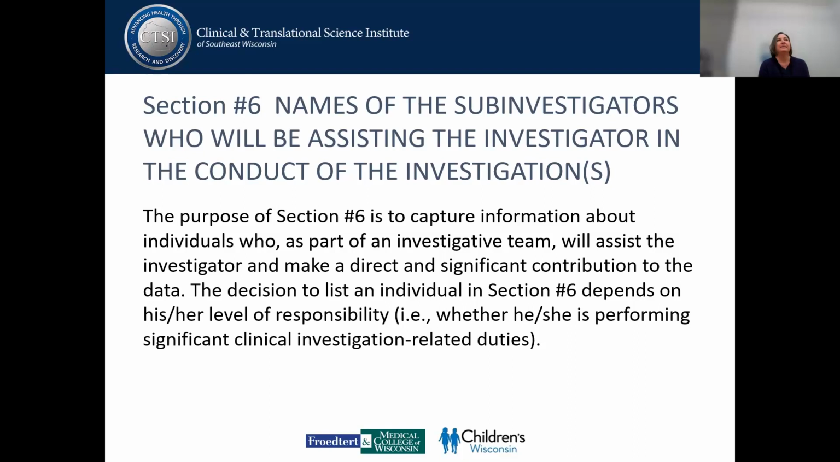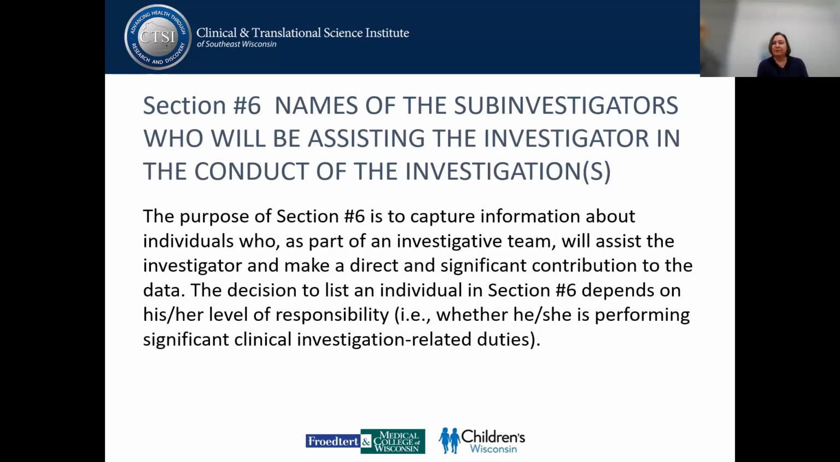The decision here really depends on their level of responsibility and whether or not they're performing significant clinical investigation related duties. The regulation states that in the event an investigation is conducted by a team of individuals, the investigator is the responsible leader of the team. Sub-investigators include any other individual member of that team.